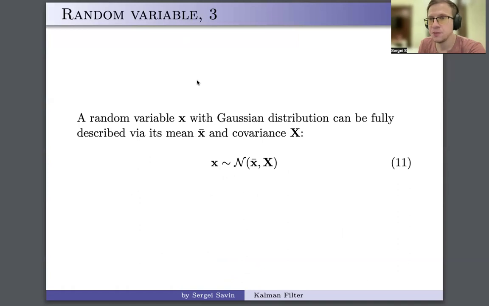Now, there is a very interesting property that a random variable x with Gaussian distribution can be fully described by its mean and its covariance. And we can even write it like this. Say x is sampled, this is how you read this symbol, sampled, from a Gaussian distribution, normal distribution if you want, with a mean x bar and covariance capital X.